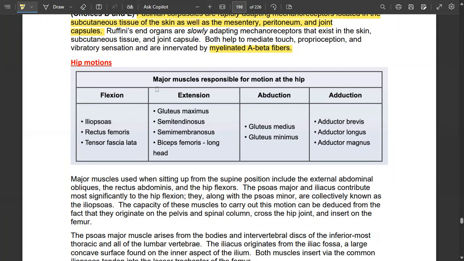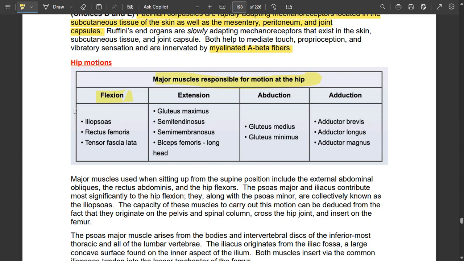Okay, major muscles responsible for motions at the hip. Flexion of the hip joint occurs because of the psoas muscle, rectus femoris, tensor fascia lata, and yeah, they are hip flexors. And sartorius also.